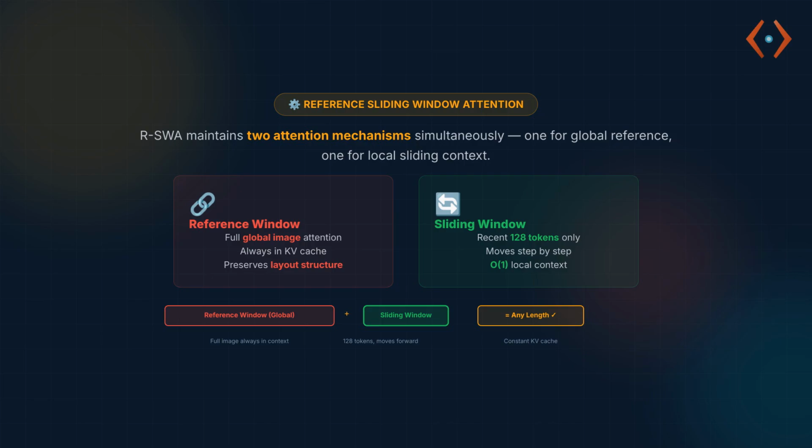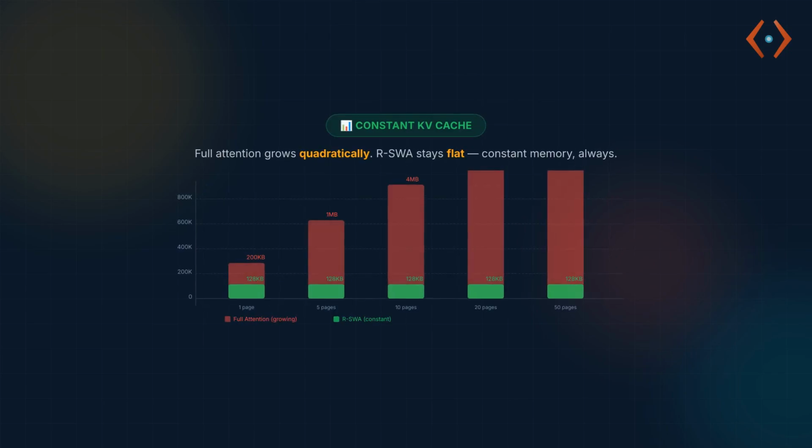Second, the last 28 tokens of what you've generated so far. Only 28, not the full 32,000 history. This is the key insight. Standard attention needs a KV cache that grows with every output token. R-SWA caps it at reference length plus 128. Always. Whether you generate 100 tokens or 100,000, the difference between linear growth and constant.